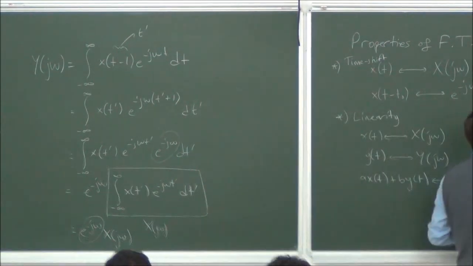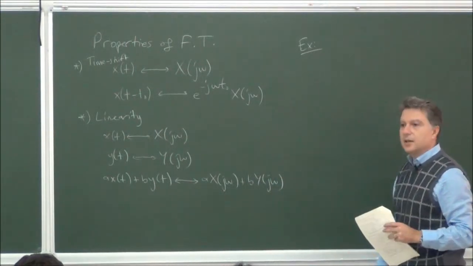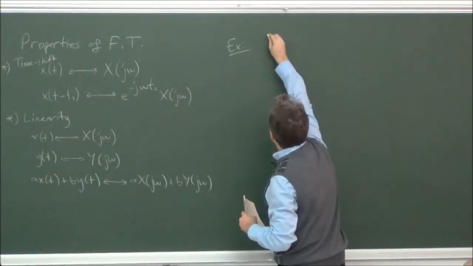Now, let's start seeing examples where we can use, for example, time shift and linearity properties. And here's the question.